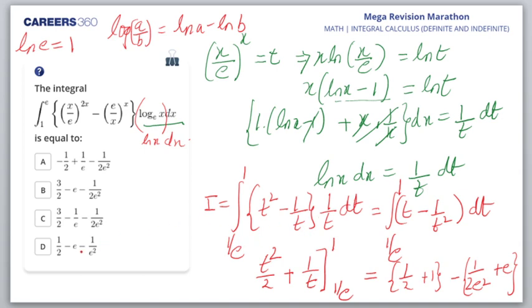So what final answer do I get? The final answer which I get is 3 by 2, because half plus 1 will give me 3 by 2, minus 1 by 2e square, minus e. So this gives me which choice? Second choice if I'm not wrong. Yeah, I get B choice. How is it C? No, C is not there. 1 by e is there in C. That's why C is not there. It is B. Yes, Somrik. Okay, I hope you understood this question.